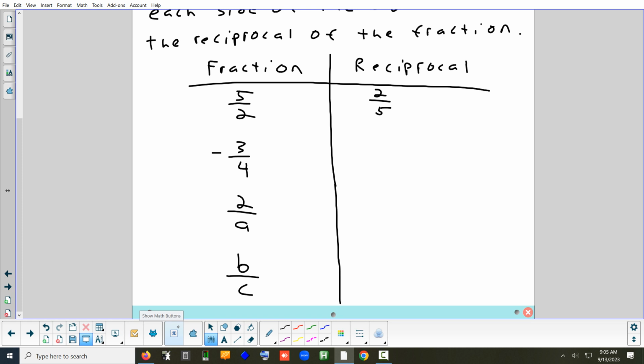The next one is negative 3/4. The one after that is 2 divided by a. And the one after that is b divided by c. Whether you have letters or numbers, it doesn't matter. You still find the reciprocal the same way. Take a minute or so and see if you can find the reciprocal, and we'll come around and check what you did.